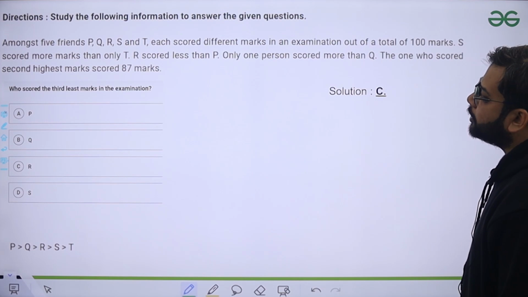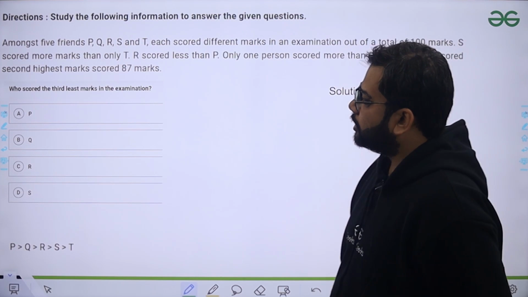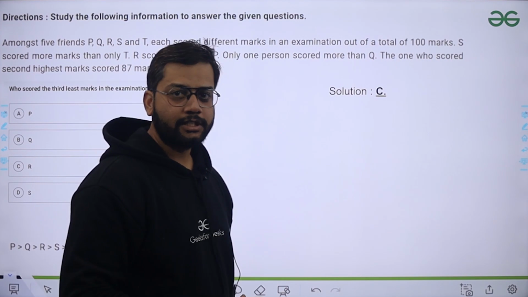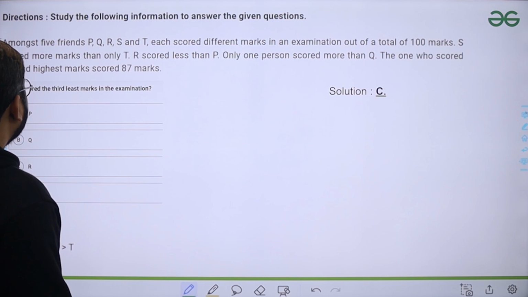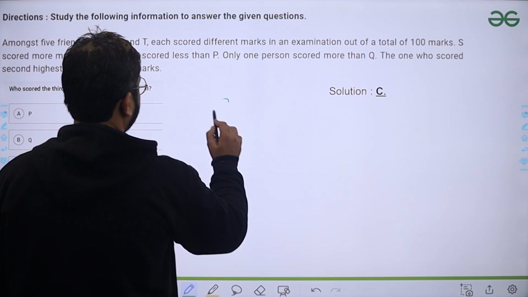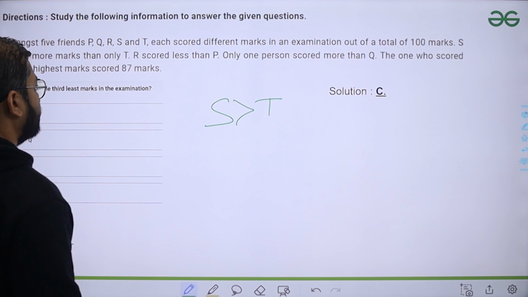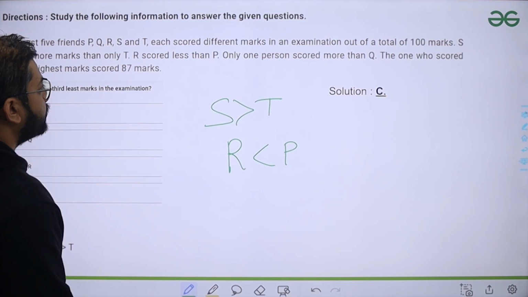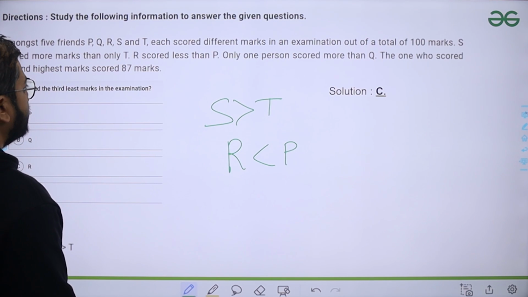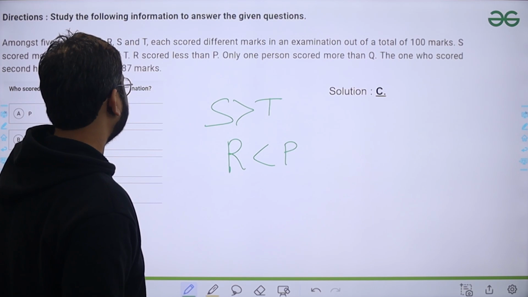Among the 5 friends P, Q, R, S, T are scored in different marks in this examination out of 100 marks. S scored more marks only than T. Same as the sitting arrangement questions, these are exactly the same. S scored more marks only than T. R scored less than P. Only one person scored more than Q. Then who scored the second highest marks?